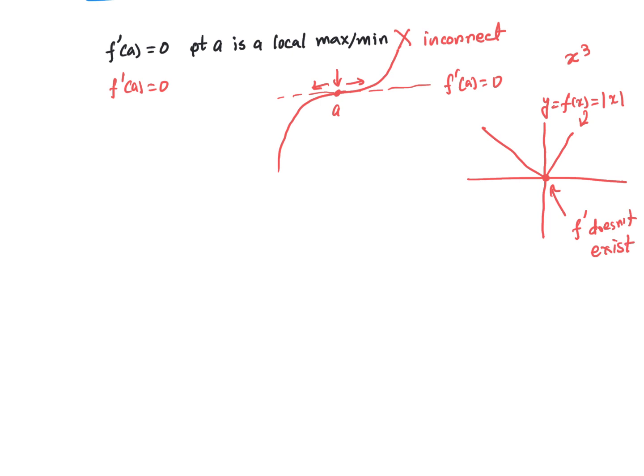So the reason I use these examples is to make sure that you just don't assume the converse of the argument. If it's a local max or min and the derivative exists, then the derivative should be 0. Do not automatically assume that, oh, okay, the derivative is 0 means that it's a local max or min. The statement the other way does not hold true.